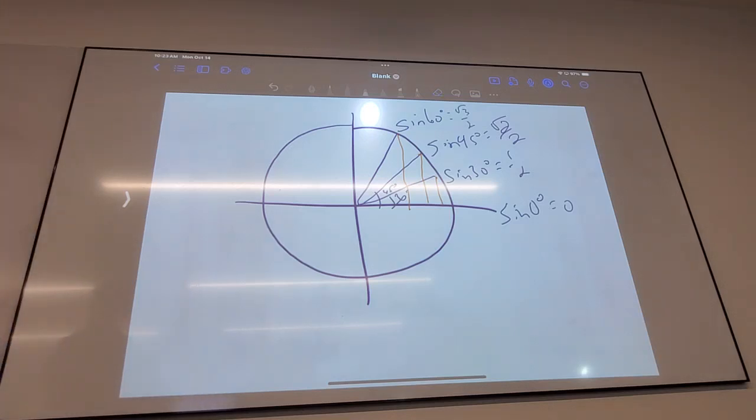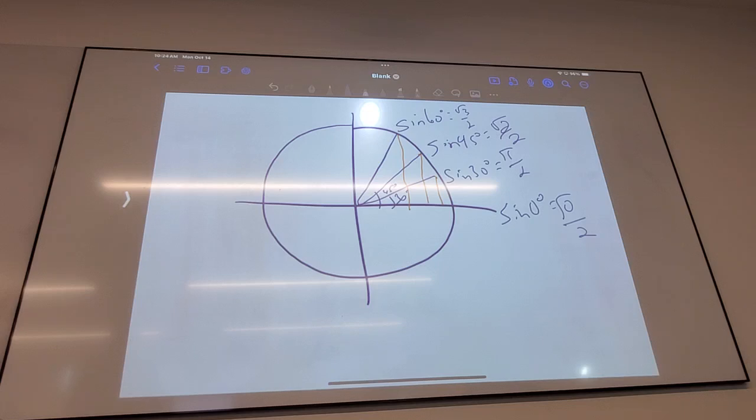Watch this, this is so cool. You don't have to do this, but it's a neat little pattern. Sine of 0 degrees is 0, correct? Do you all agree that the square root of 0 is still 0? If I divide it by 2, is it still 0? Of course. What's the square root of 1? 1. So that one is still 1/2, correct?